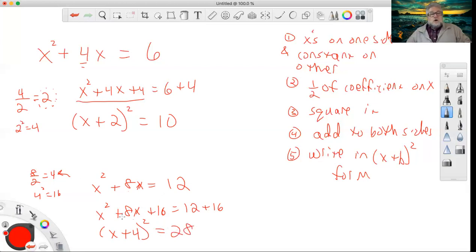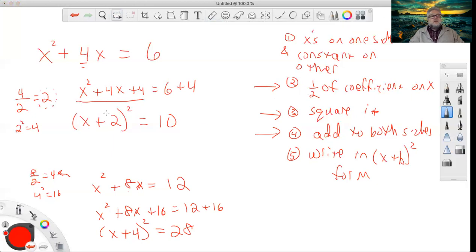So this is how completing the square is. I'm forcing one side to be a perfect square by taking the coefficient of x right here and dividing it by 2, squaring it, and adding it to both sides. By doing these steps, I'm able to write the equation in the form x plus a constant squared. And so that's what I did here.